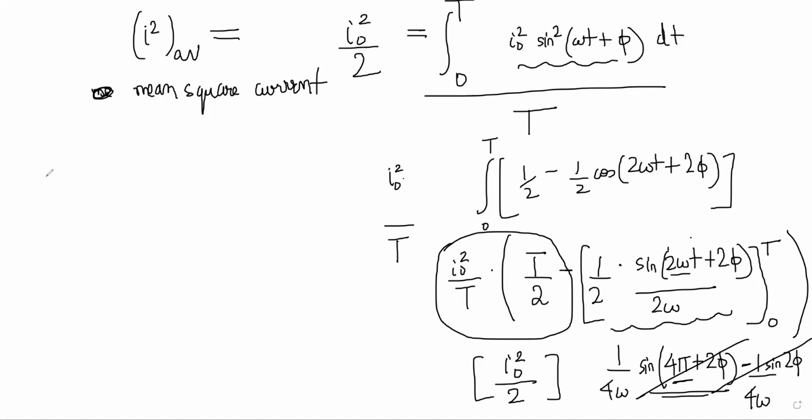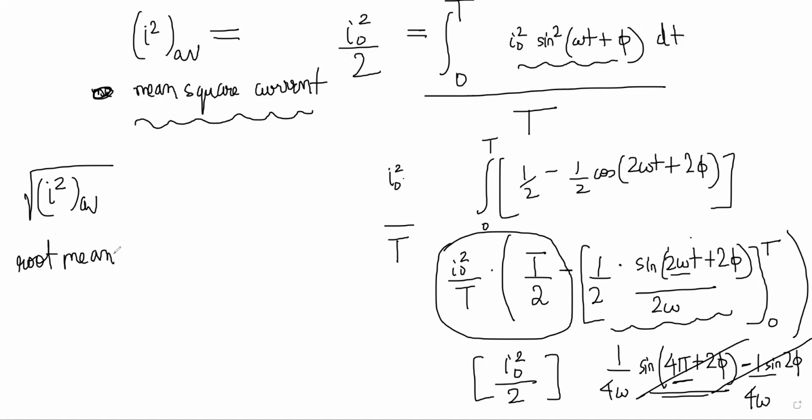So your mean square current is equal to the peak amplitude of current squared, divided by 2. So the root mean square current is the root mean square.